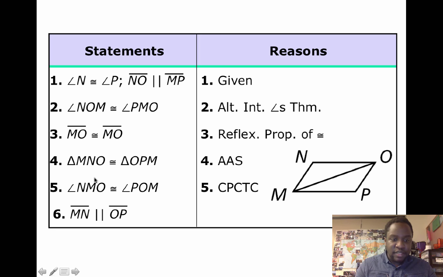See how M is the vertex and M is the first letter here? O is the vertex of this angle and O is the first letter of this triangle. These are corresponding parts. Lastly, since we know that these angles are congruent, and now we can kind of, so this angle, why don't I draw it out for you?